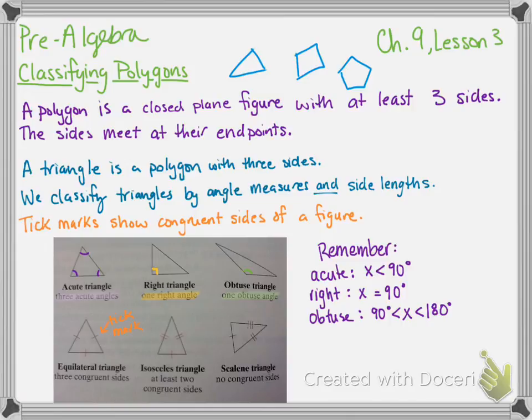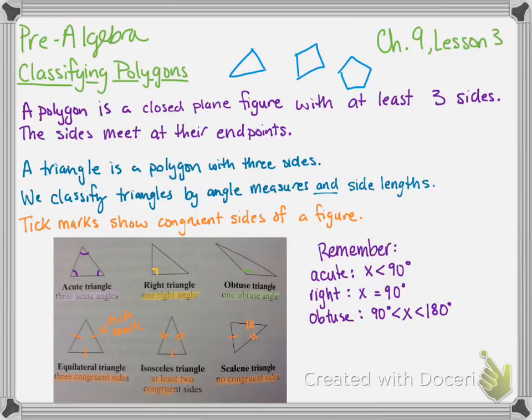When we're classifying triangles by their side lengths, we talk about how long they are and if they are the same length as other sides of the triangle. An equilateral triangle has all 3 sides that are the same. An isosceles triangle has 2 congruent sides, and a scalene triangle has all 3 sides being different.